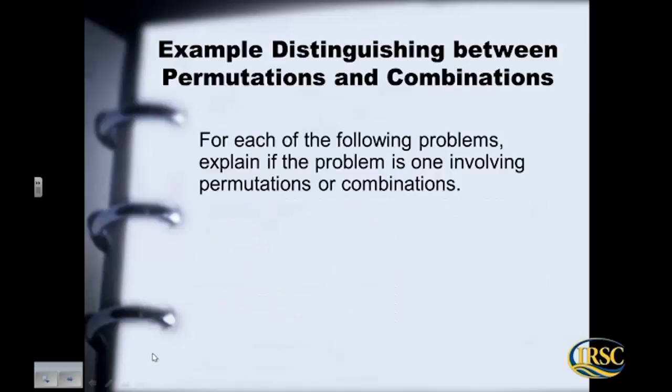So the first thing you need to be able to do is distinguish whether a problem is going to be a permutation or a combination. Sometimes you're going to be told, but sometimes you won't. You're going to have to figure out when you're supposed to use the right formula.